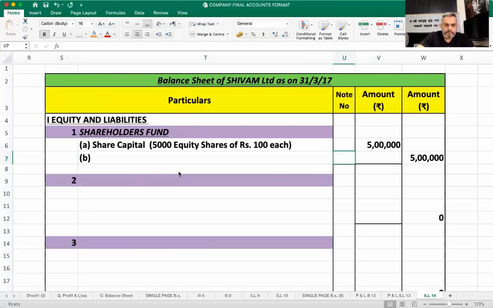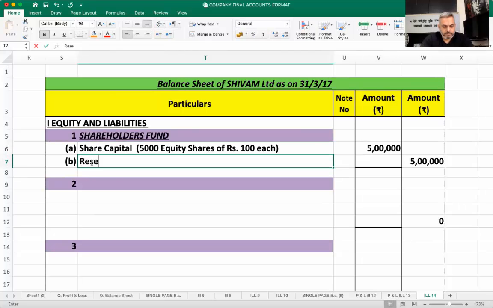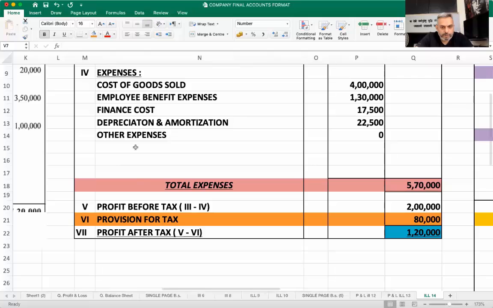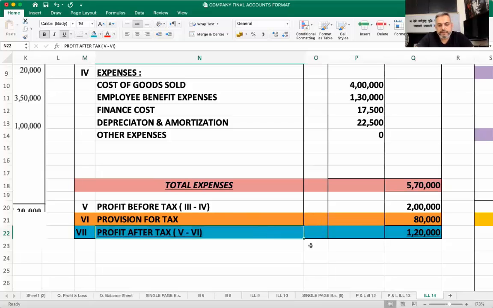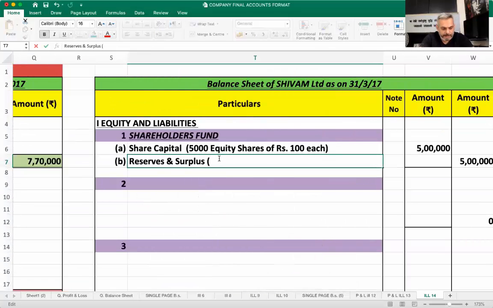B, reserves and surplus. Now see again, an important point over here. This profit, I need to mark this as well because that will also be transferred to capital. This profit after tax will be part of our reserves and surplus. So I write in bracket profit after tax from statement of P&L.